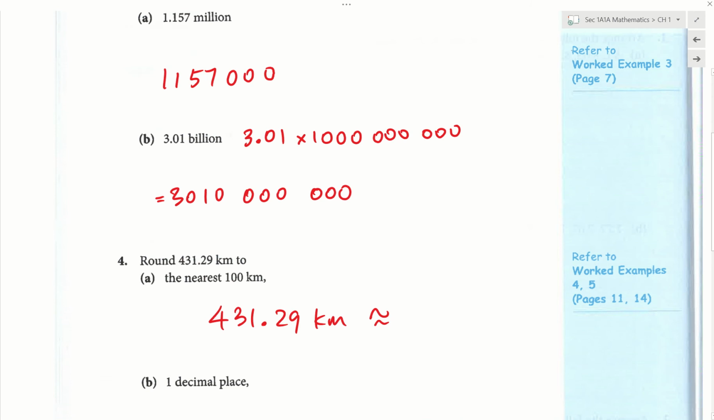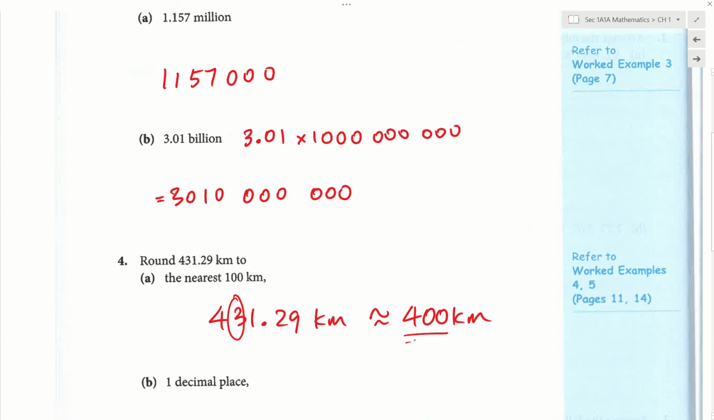So nearest 100 km, we circle the tens place. Nearest 100 what? Right? So our answer has to be in hundreds. Okay, just now I saw wrongly. I think I saw 3SF instead. So if it is 3SF, then we circle the 2. But they want nearest 100. So we circle the 3. Then do we need to do anything to the 4? No need. So what's the answer? 400 kilometers. Okay? Any questions?